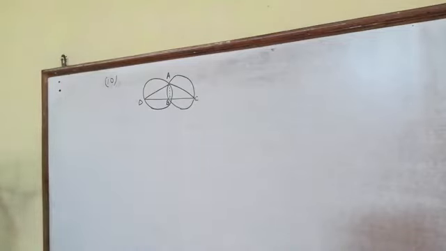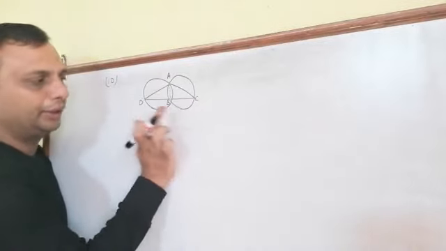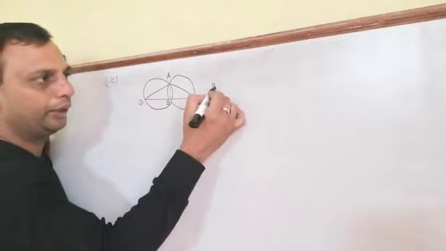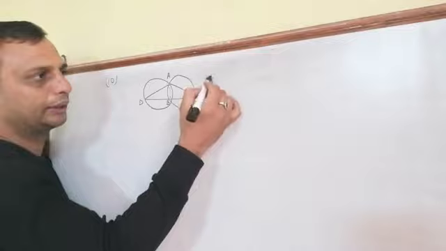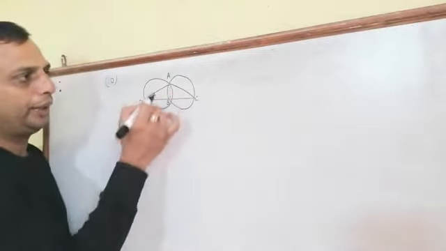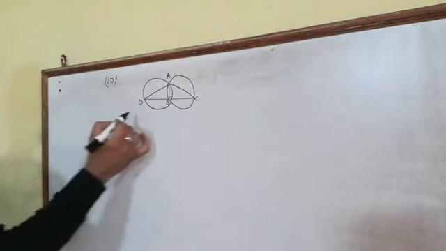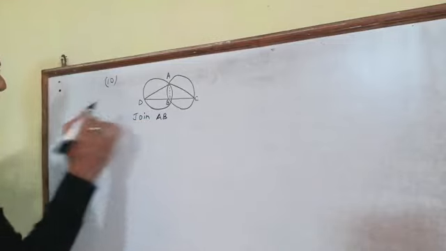So we have to prove that the point of intersection of these circles lies on BC, that is, B, D, C lie on one line. To prove that, we will use one theorem. Join A to D. I have written it with a dotted line, join A to D.